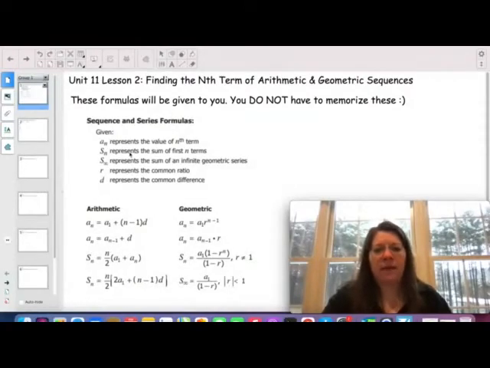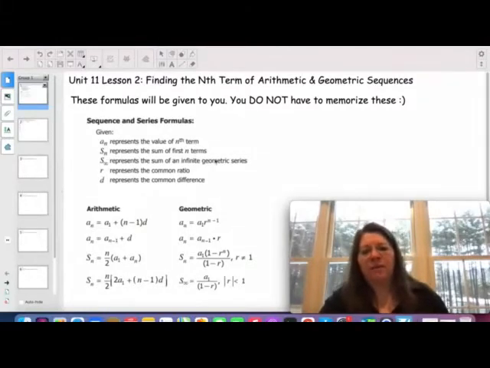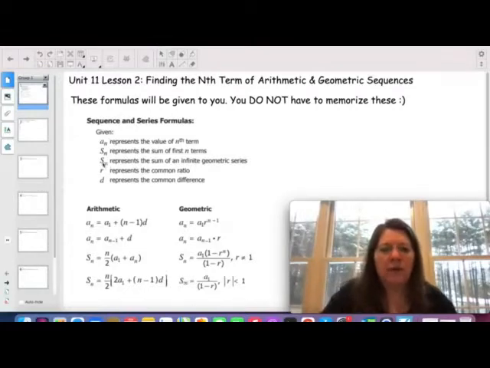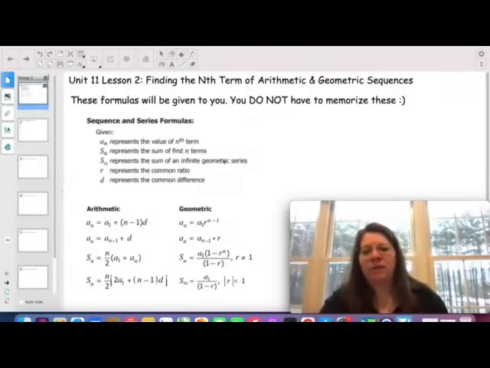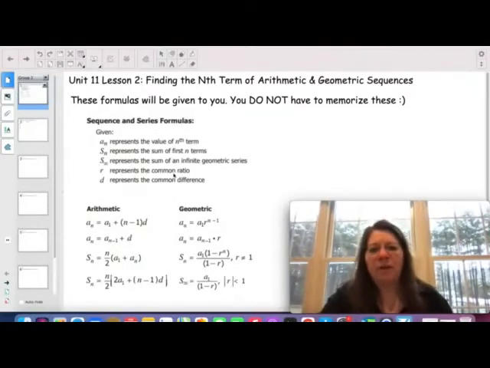So a sub n represents the value of the nth term. Sometimes we refer to that as the last term or the term that we're looking for. S sub n represents the sum of the first n terms. We'll get to series later in the chapter. S sub infinity represents the infinite geometric series, and we learn that toward the end of the chapter. R represents the common ratio. D represents the common difference.